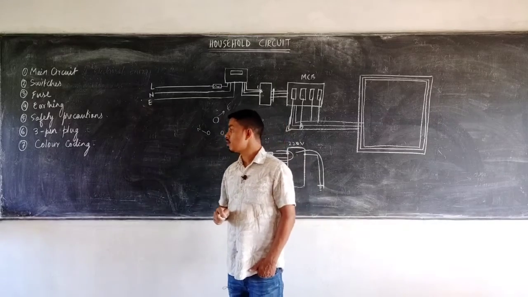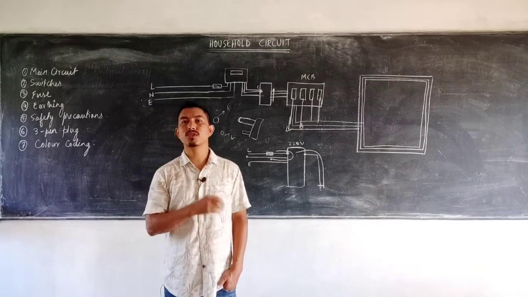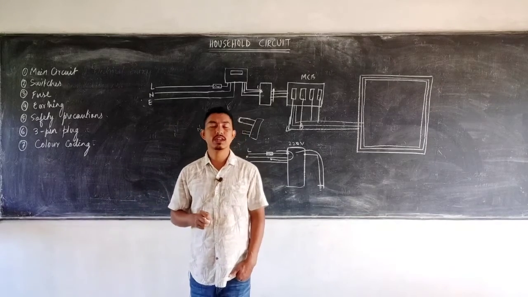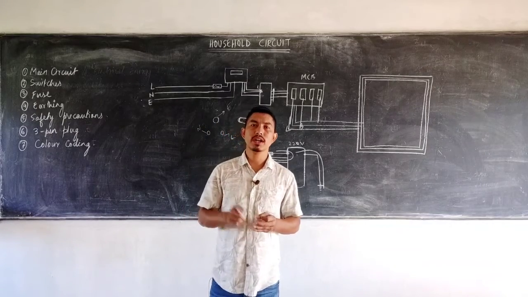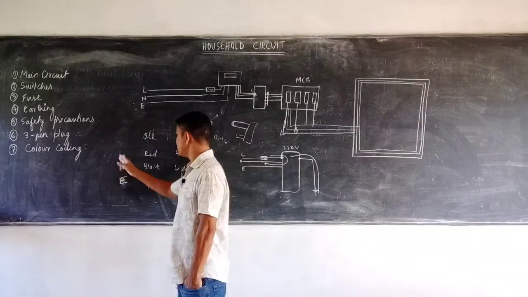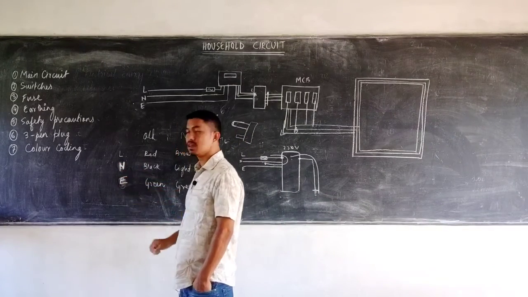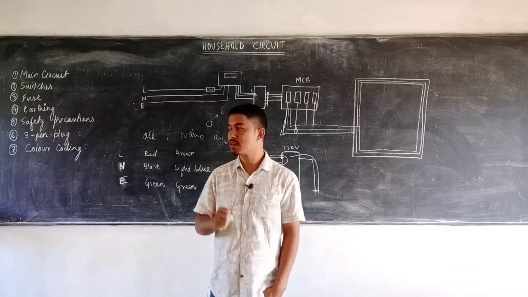Now coming to the color coding. You must have seen colorful wires used in a household wiring system. Why is that? It is because it helps us to differentiate between the live wire, the earth wire and the neutral wire. The live, neutral and earth can easily be distinguished just by looking at the colors of the wire.